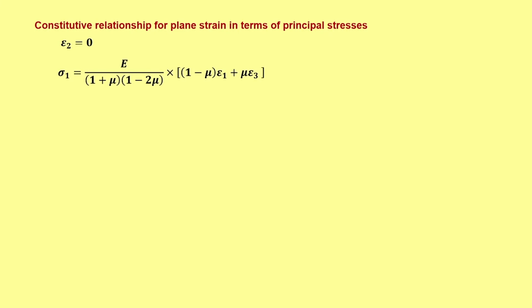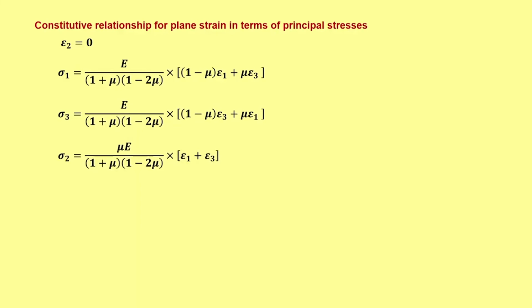Replace sigma x, sigma y, sigma z by sigma 1, sigma 2, sigma 3. So, here sigma 3 is equal to E upon (1 plus mu)(1 minus 2 mu) times [(1 minus mu) epsilon 3 plus mu epsilon 1], and sigma 2 is mu E by (1 plus mu)(1 minus 2 mu) into (epsilon 1 plus epsilon 3).